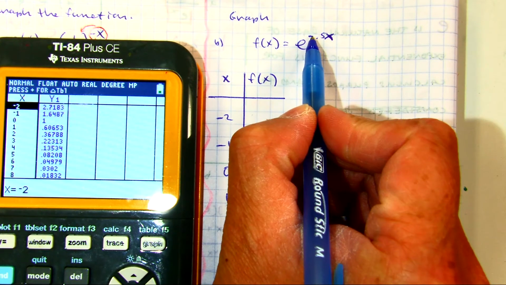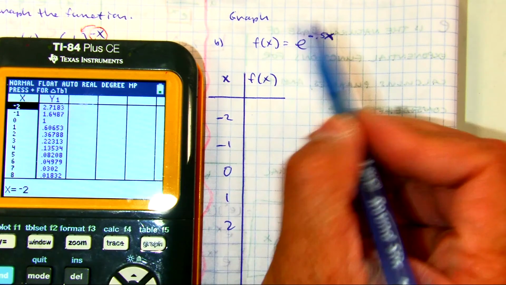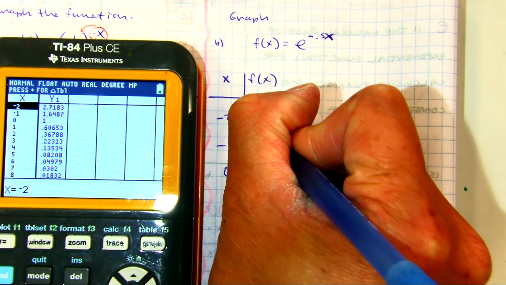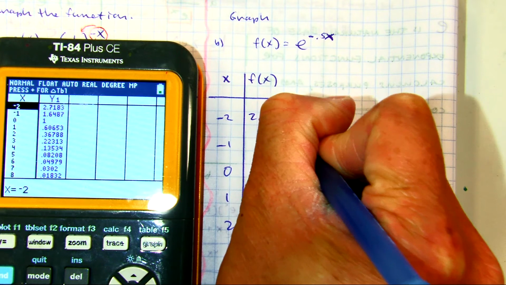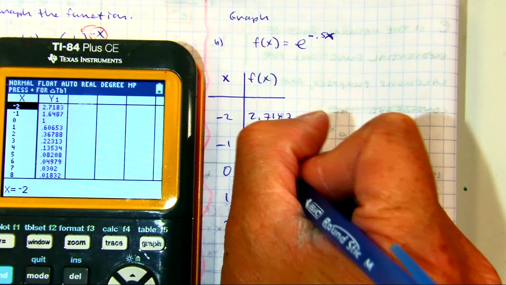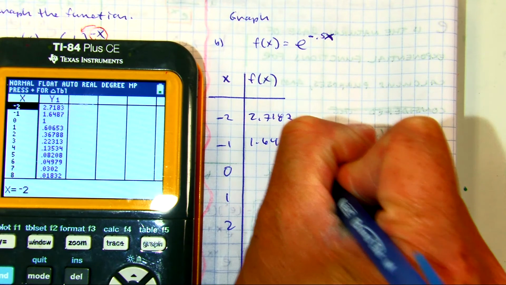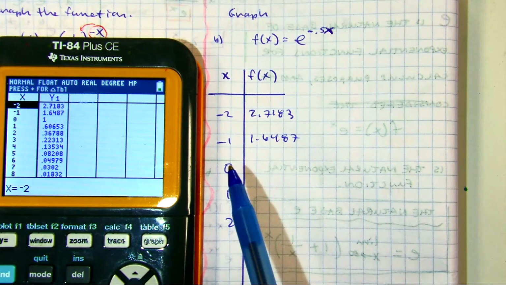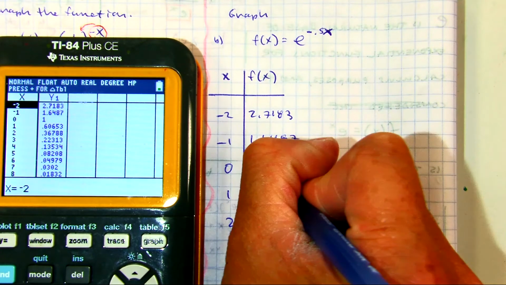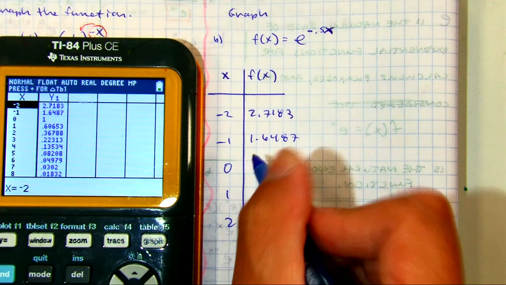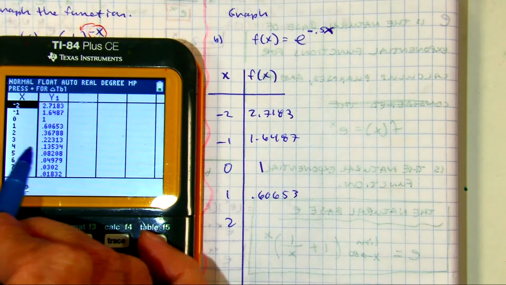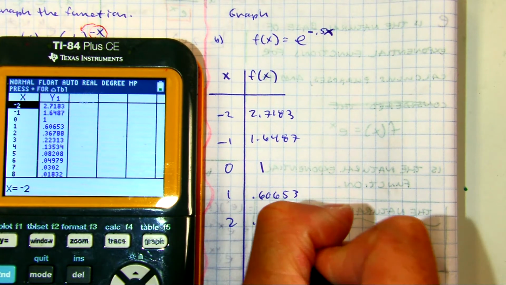What is negative 0.5 times -2? That's essentially just 1. So you have 2.7183. You have -1, 1.6487. 0 times -0.5 is e to the 0. Anything to the 0 power is 1. And then 0.0653. And then 0.36788.